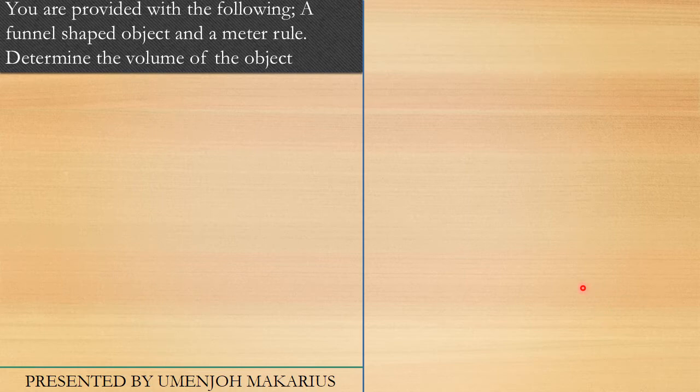Now friends, the question is saying that we are provided with the following: a funnel shaped object and a metal rule. They want us to get the volume of that object. So friends, the object I have here with me is actually a cone. Okay, it's actually a cone, but the question might not tell you that it's a cone. You would want to look at the shape and predict that it's a cone.